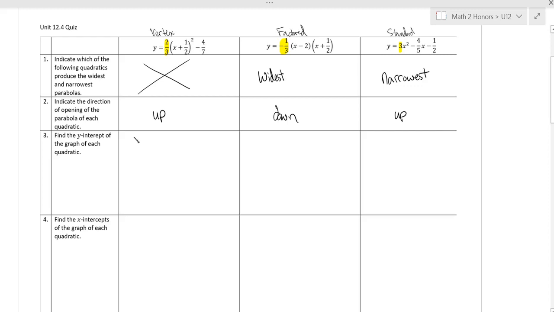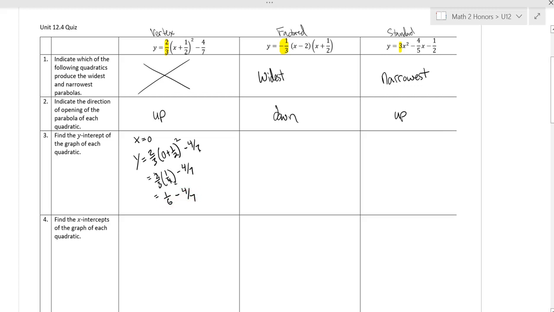To find the y-intercept, we plug in 0 for x and solve for y. So in this first case, we get 2/3 times 0 plus a half, squared, minus 4/7. 0 plus a half is a half, and you square that, you get a fourth. So it's going to be 2/3 times 1/4 minus 4/7. You can reduce this, and we end up with 1/6 minus 4/7.